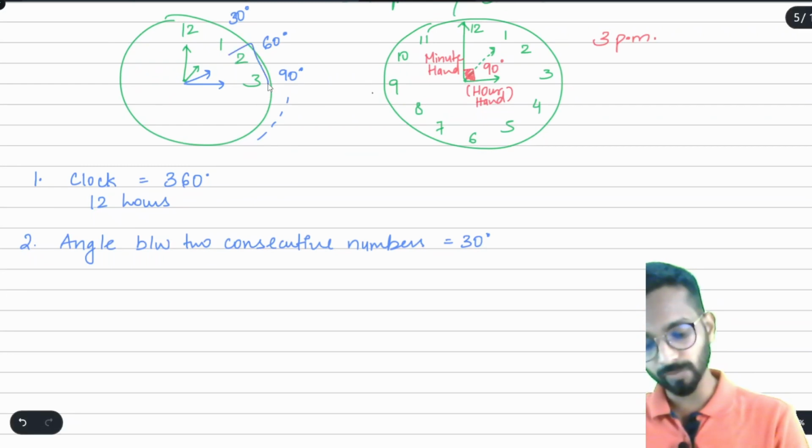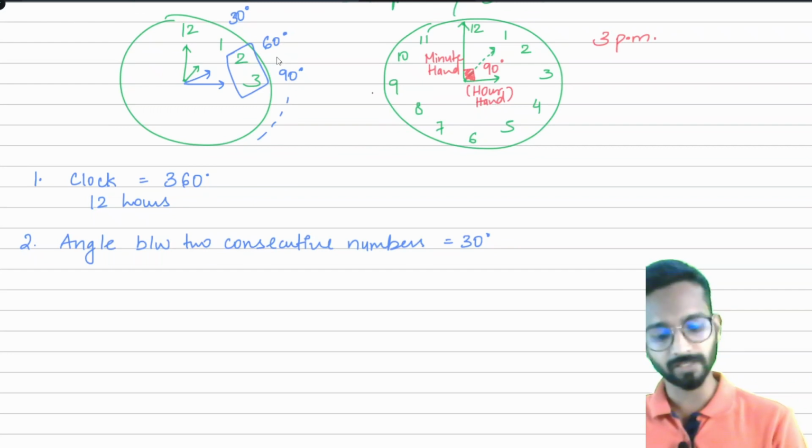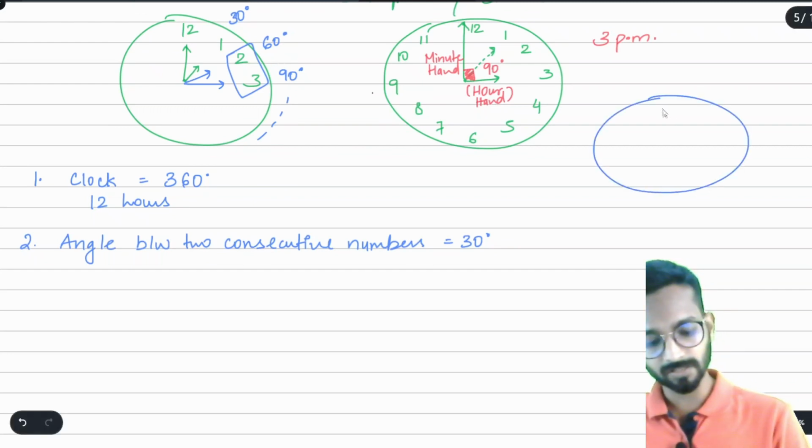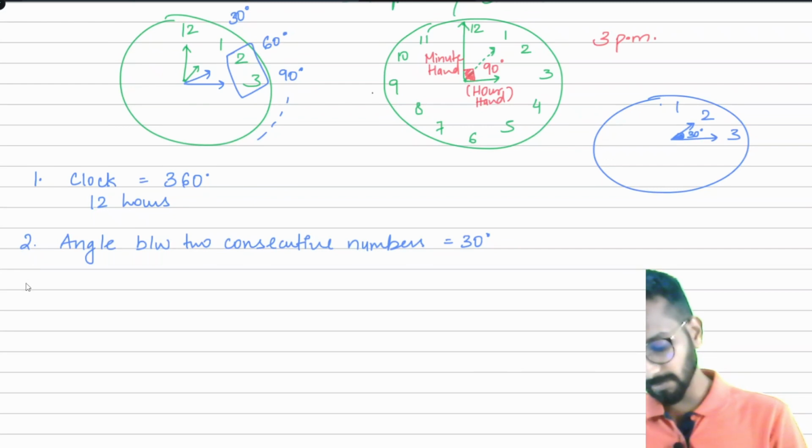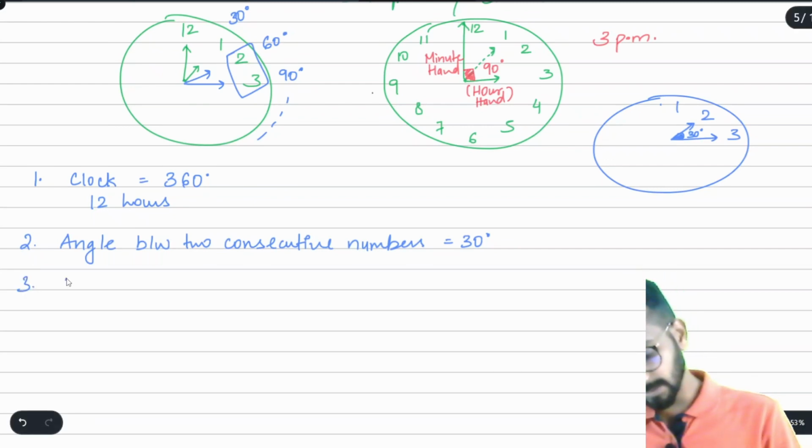That see, this is 2 and 3. What will be the angle it is making? Between 2 and 3 it will be 30 degree. Like say if this is a clock, 1, 2, 3. If the hour hand and minute hand is like this, so we can say this angle is nothing but 30 degree. Understood? Simple enough.